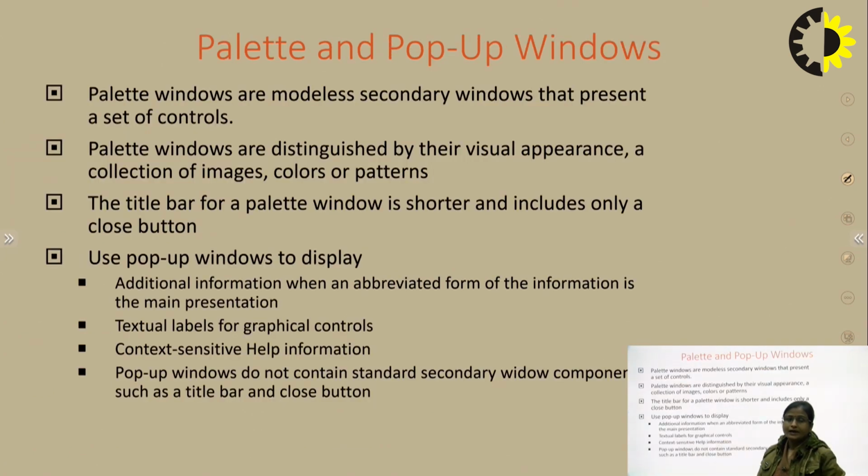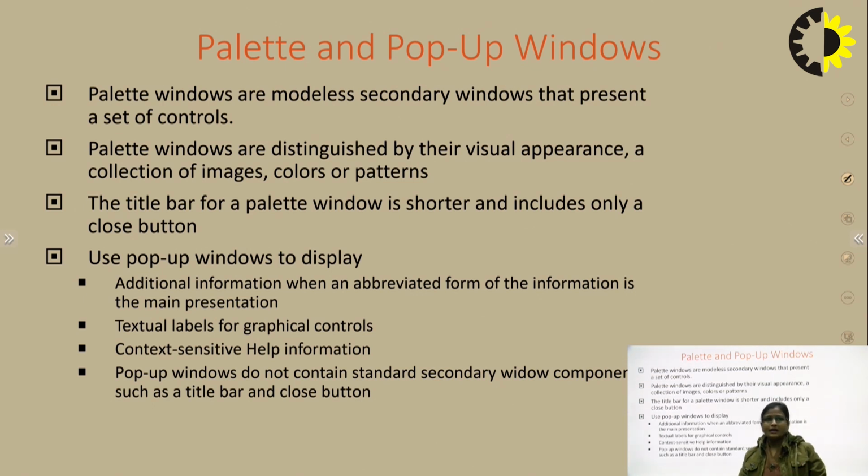Then palette and pop-up window. Palette windows are basically modeless secondary windows that present a set of controls. We have discussed earlier the difference between modal and modeless. So in modeless, switching between the secondary and primary window is available. So a palette window is a modeless secondary window. Okay, that means you can switch between the windows. So a palette window is a modeless secondary window that presents a set of controls.